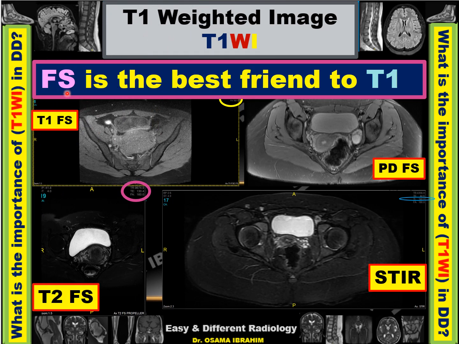The second take-home message to remember is that fat suppression is the best friend to T1 in helping to exclude or confirm the diagnosis of the presence of fat within the lesions. Whatever the fat suppression sequence, MRI sequence like T1, T2, proton density, or STIR image, which depends on the inversion recovery time.